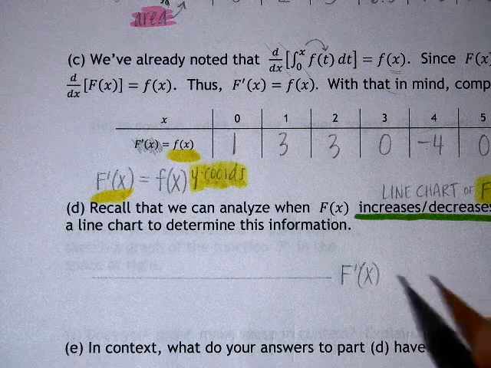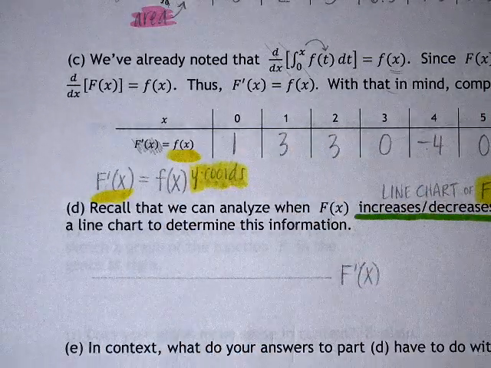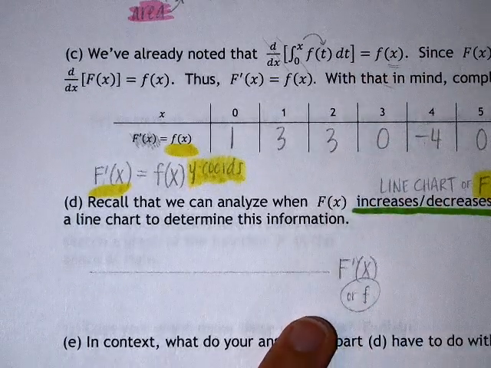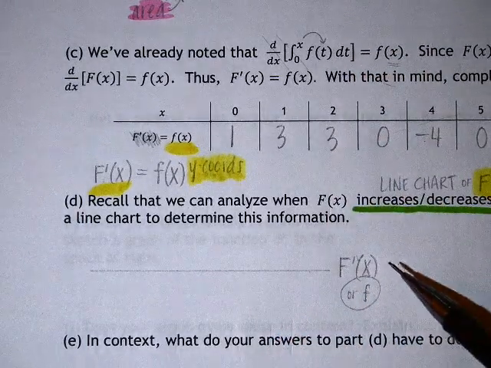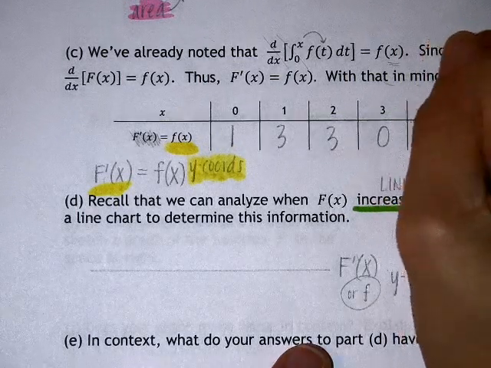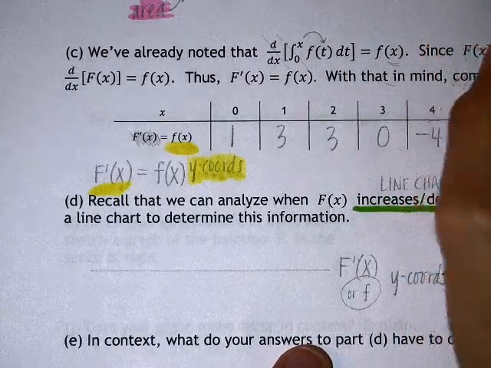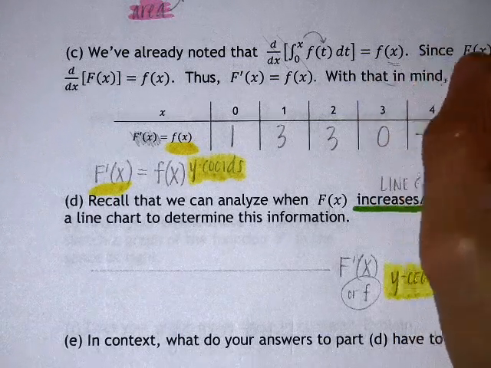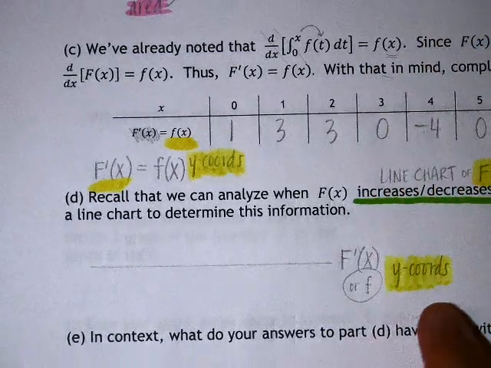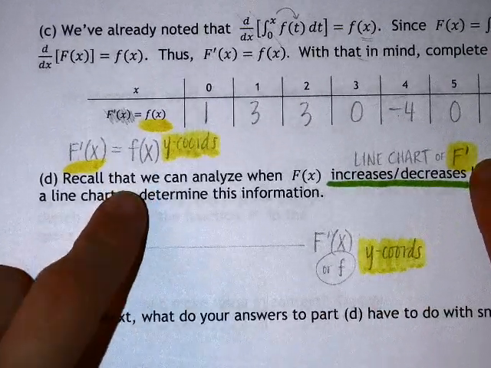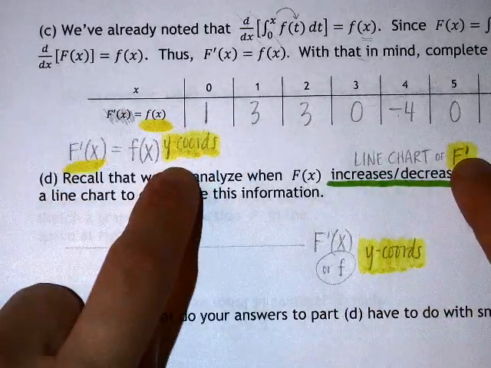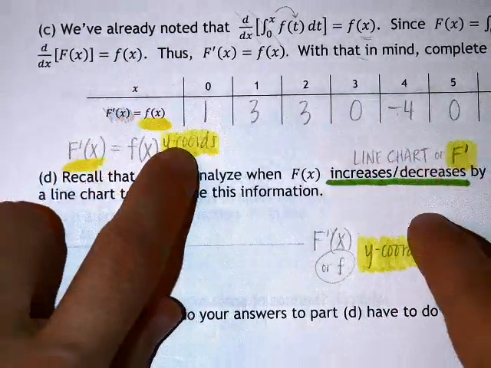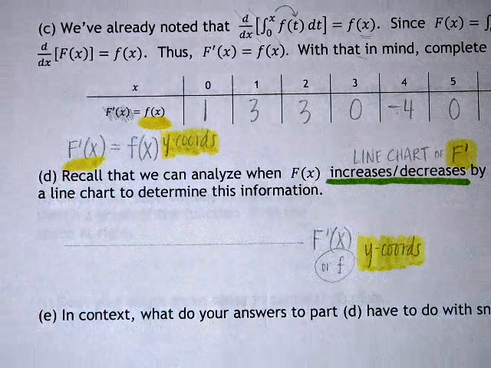So I'm making a line chart here, and I'm using my big F prime values to help me figure it out. Now again, if your head is swimming with connections, you can think of big F prime as little f, if that's less confusing. Big F prime was the y-coordinates that I got from the graph. Big F prime was the y-coordinate table that I found in part C. So I'm highlighting all of this in yellow to go back to the idea that big F prime is the y-coordinates. Big F prime is the same as little f. Little f was the same as y-coordinates, so it's all kind of a big equivalence.